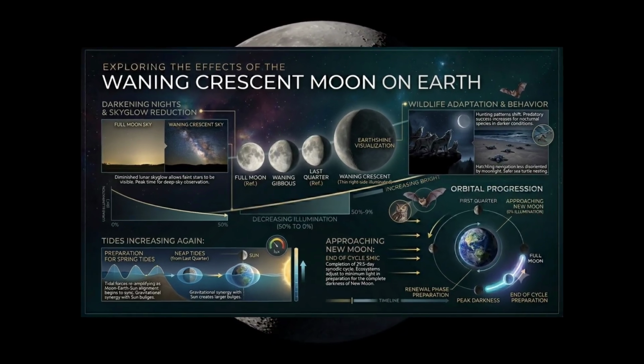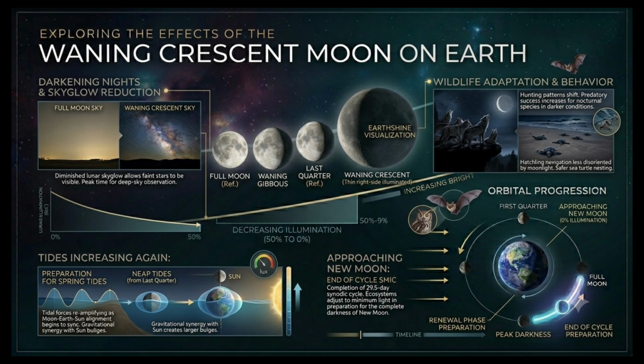Many nocturnal animals benefit from the reduced visibility, while others that rely on moonlight may become less active. Tides gradually strengthen again as the moon approaches alignment with the sun, preparing for the next set of spring tides during the new moon. This phase represents the closing stage of the lunar cycle and the beginning of preparation for the next one.